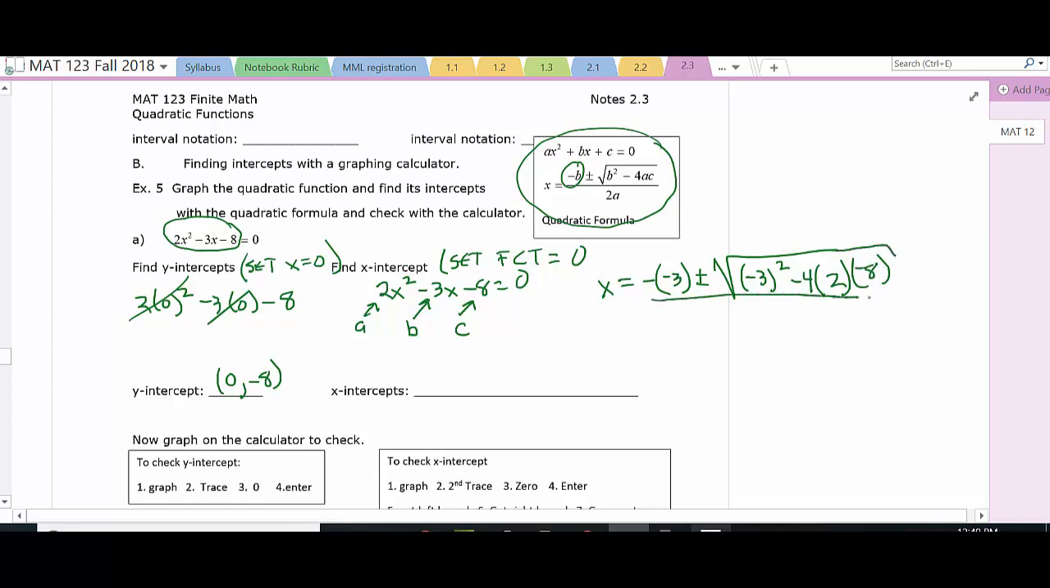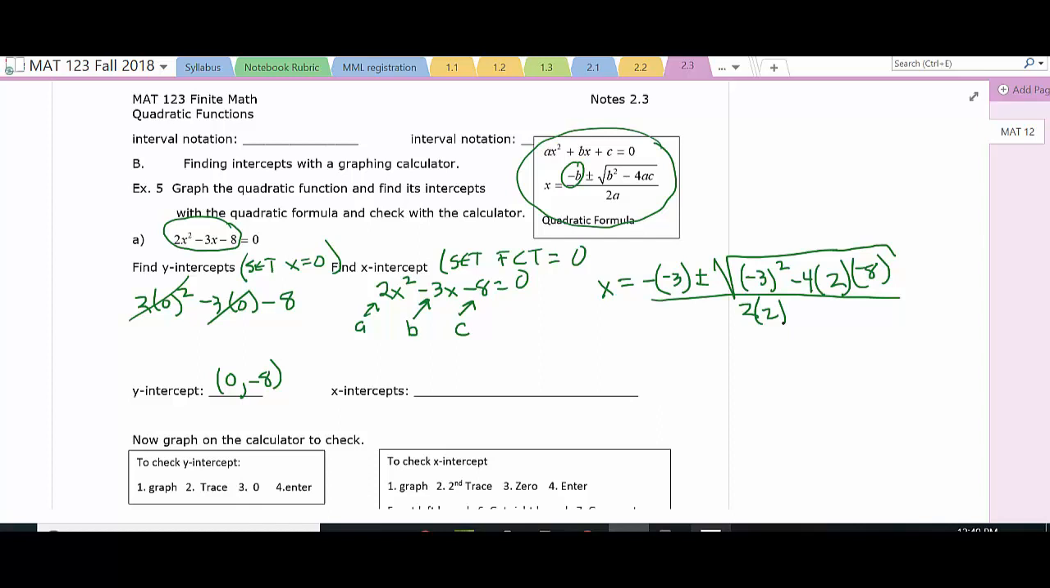Okay, and then it's all over 2 times a, and that's 2. Now, just generally, students, if you haven't done this in a long time, I'm plugging into a formula. So everywhere I see an a, I put a 2 in. Everywhere I see a b, I put negative 3 in. And where I see a c, I put that in. So that quadratic formula is going to give you what those x-intercepts are.